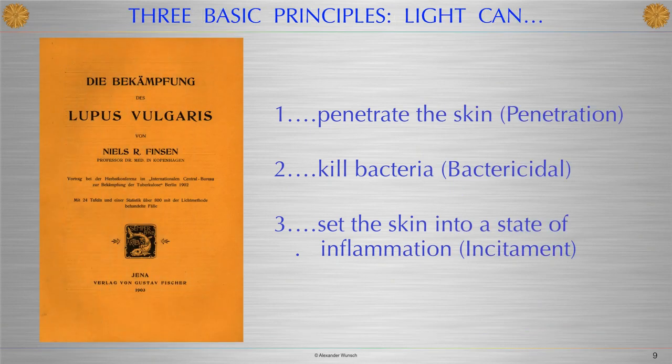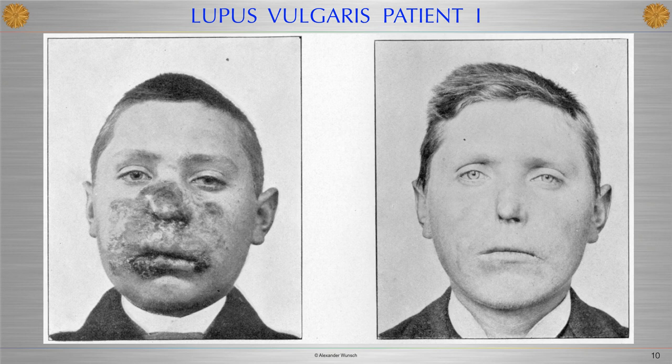Here are the three basic principles described by Finsen. Light can penetrate the skin, light can kill bacteria, and light can set the skin into a state of inflammation, which was important because he needed this inflammatory reaction in the skin in order to treat lupus vulgaris. How did this look like? Lupus vulgaris, patient one, it's like a wolf would have bitten right in your face. So this was the skin manifestation of tuberculosis germs, and no other treatment these days could compare to the wonderful results of the Finsen method.